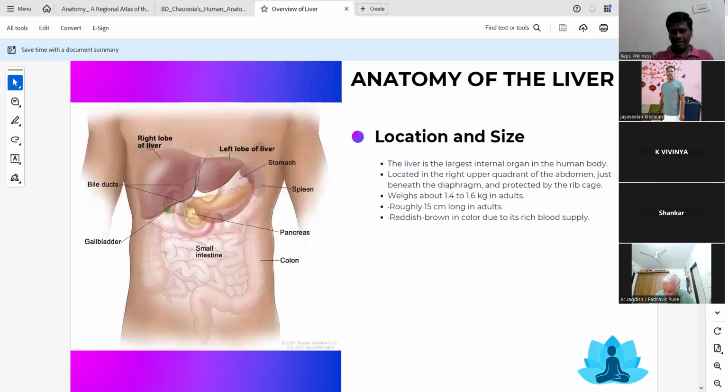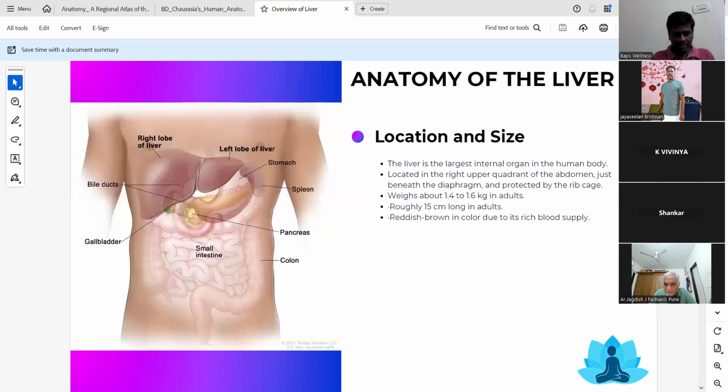With regard to the location and size, as I already told, it's the largest internal organ in the human body. Internal organ: the external one is the skin, and the internal one is the liver. It is located in the right upper quadrant of the abdomen, just beneath the diaphragm, and partly protected by the rib cage, not fully. It weighs about 1.4 to 1.6 kg in adults, and is roughly 15 centimeters long.